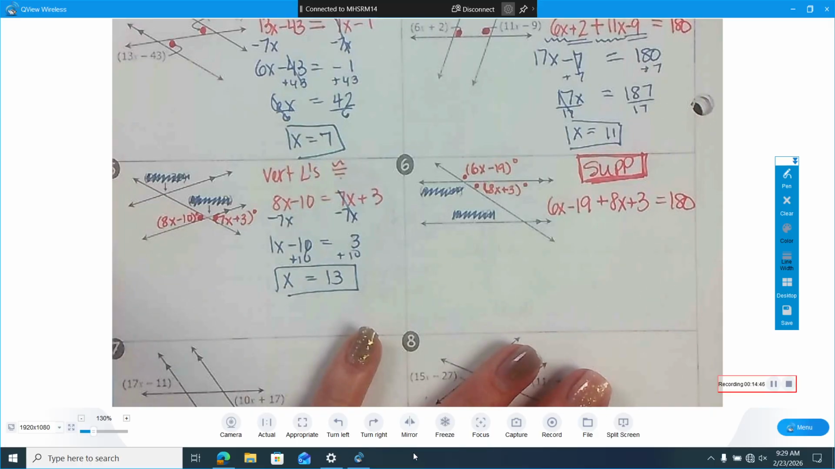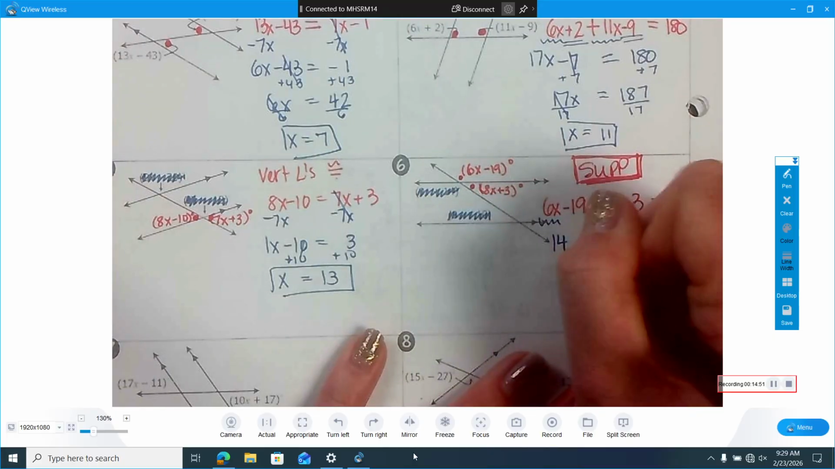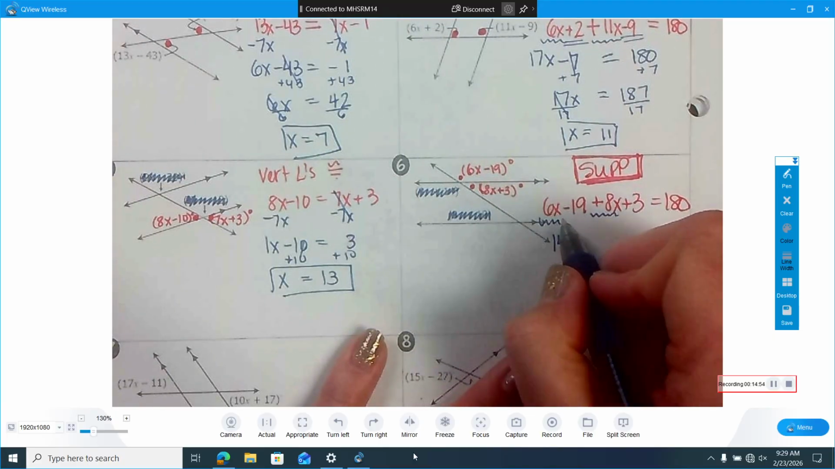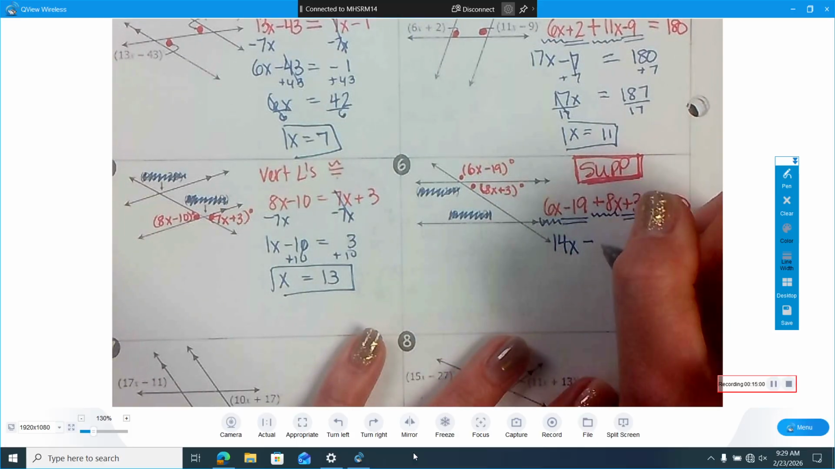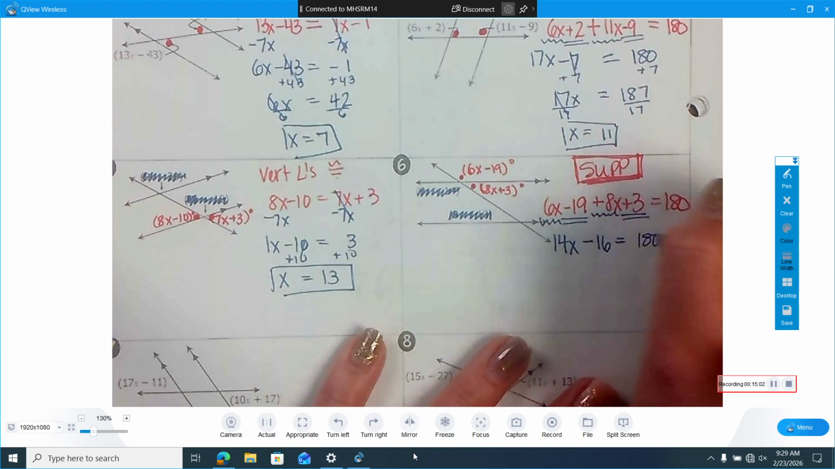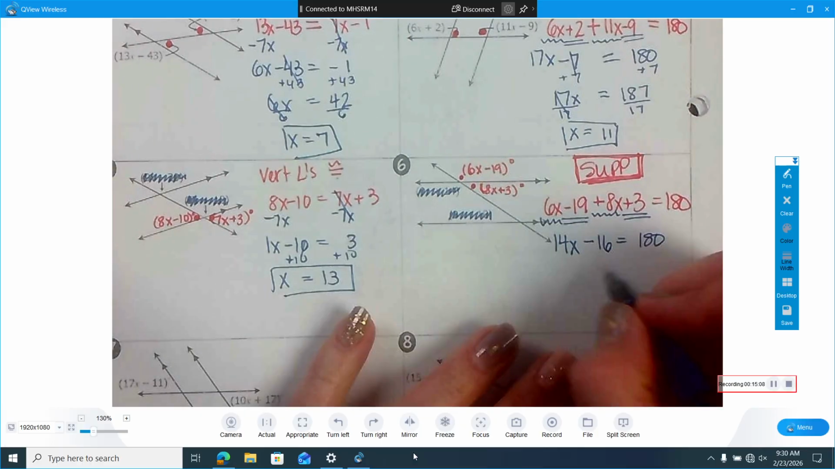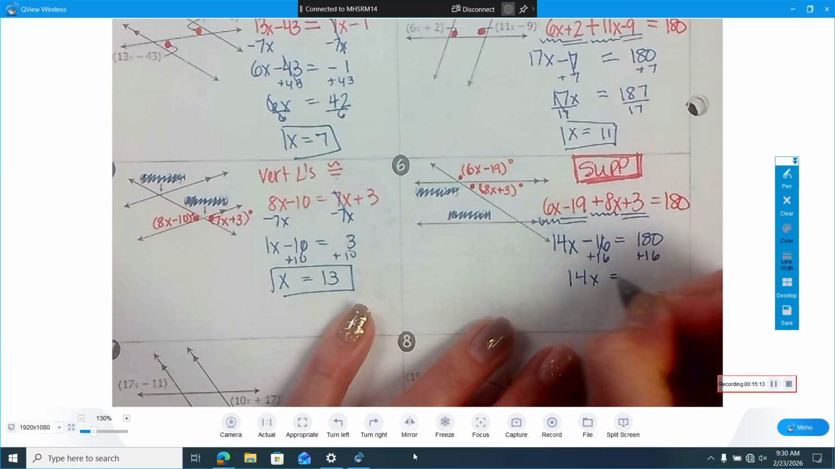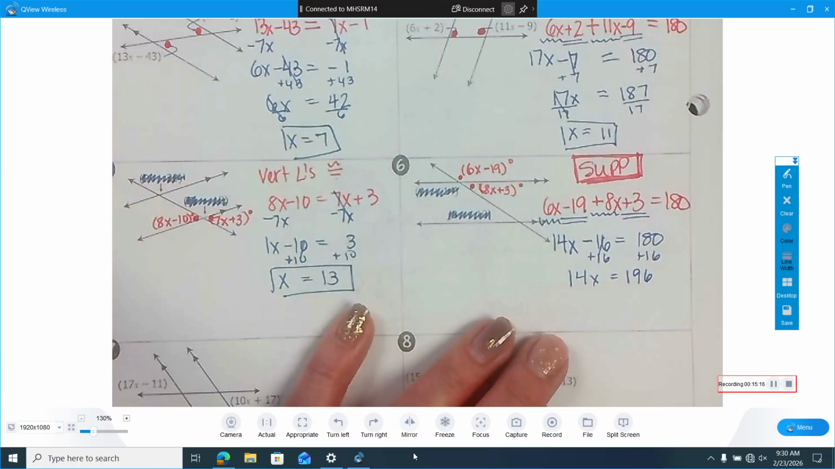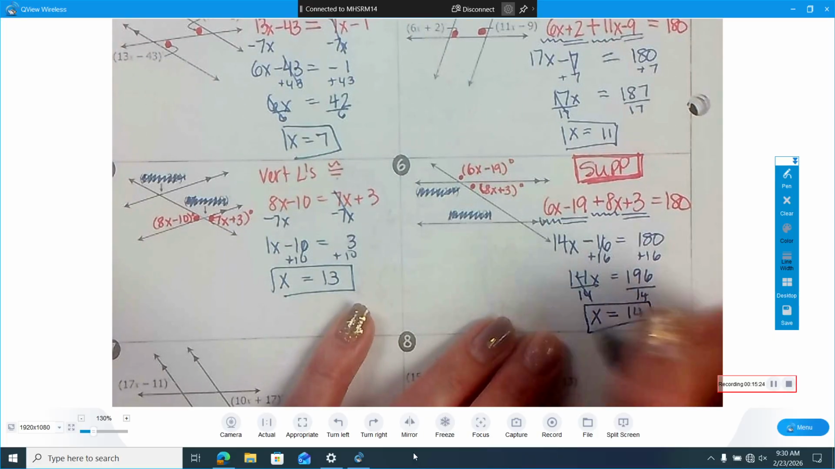And what can we do first? Combine like terms. 6x's plus 8x's is 14x's. Negative 19 and a positive 3. Who wins? Negatives by 16. All right. And then what should we do? Add the 16, add the 16. So we get 14x's equals 196. And then divide by 14. So we get x equals 14. Okay.